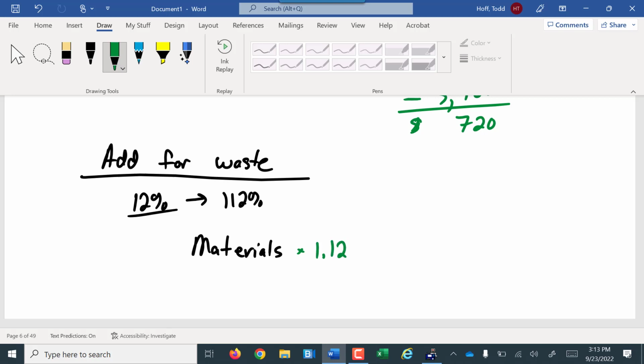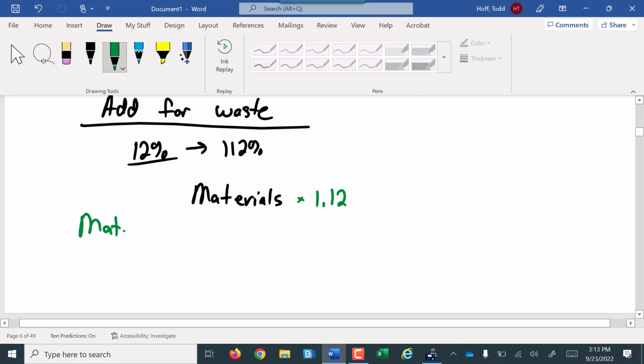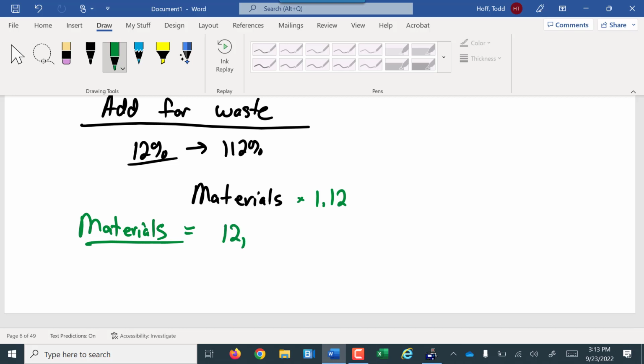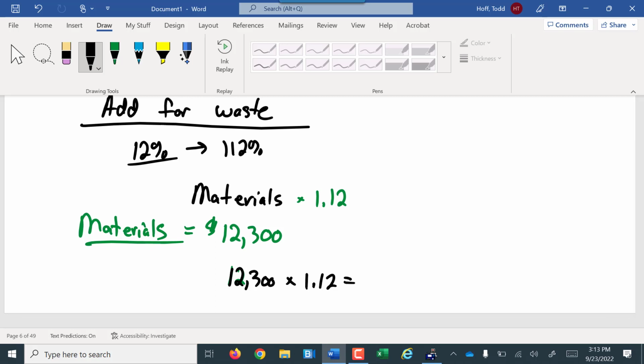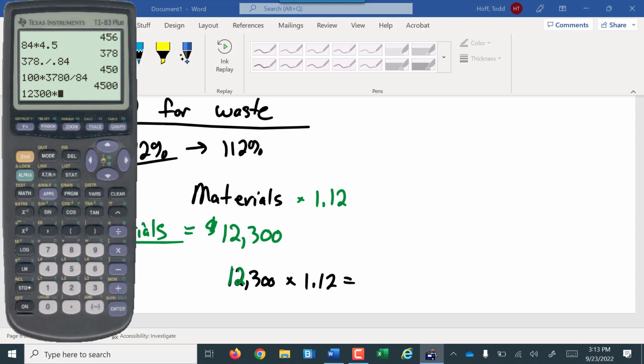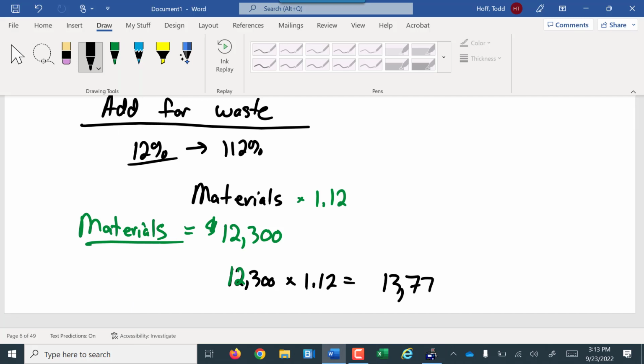1.12. So if I have materials of $12,300, and I'm going to add that waste to it, I'd just take my 12,300 times 1.12 to get my total, giving me 13,776 as my total. So that waste factors for a couple of things. One, literally for waste, especially if you're shingling, there tends to be a lot of waste. It's also to insulate against price increases and stuff like that.